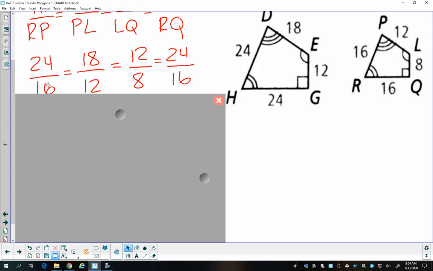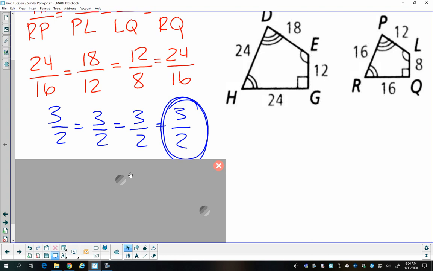So 24 over 16 can divide by 8 and become 3 over 2. 18 over 12 divided by 6 becomes 3 over 2. 12 over 8 becomes 3 over 2. 24 over 16 is 3 over 2. All these ratios reduce to the same fraction, and that fraction, 3 over 2, is what we call the scale factor.